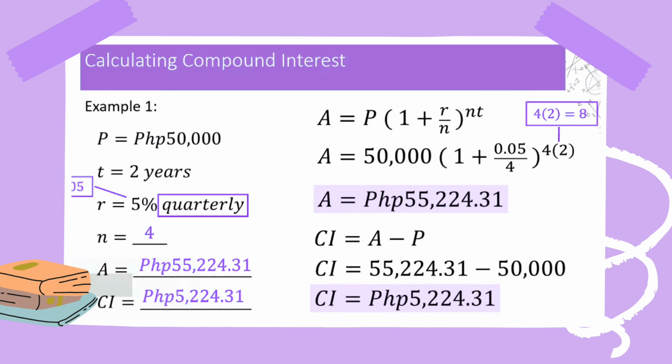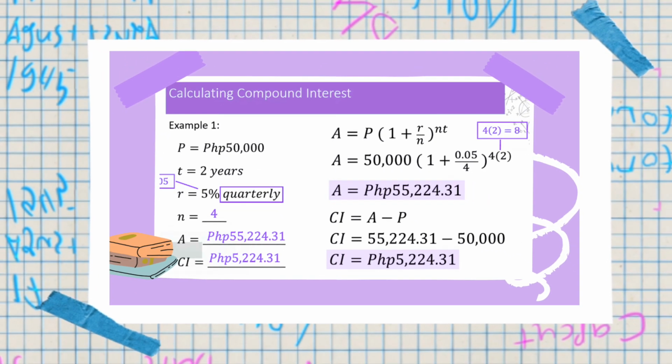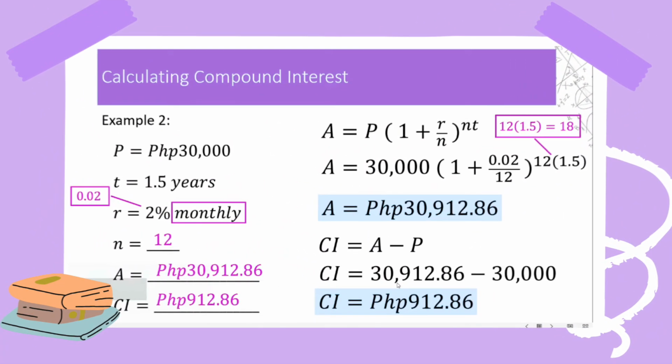1.1045. The answer is 55,224.31 pesos. So the total amount after 2 years is 55,224.31 pesos. And find the compound interest. To find the compound interest, subtract the original amount from the total. So 55,224.31 minus 50,000 is equals to 5,224.31 pesos.